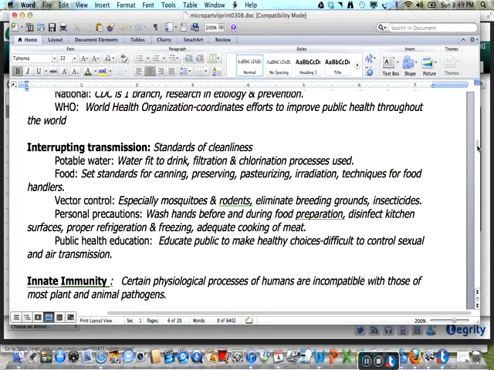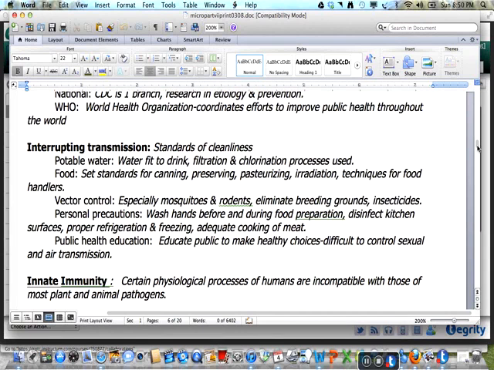Standards of cleanliness are essential to interrupt disease transmission. Potable water is necessary to have water fit to drink. This is achieved through filtration and chlorination processes in most communities. Standards are set in the food industry for canning, preserving, pasteurizing, and irradiating food. Techniques are established for food handlers. Vector control, especially for mosquitoes and rodents, is necessary. This often involves eliminating breeding grounds and use of insecticides.